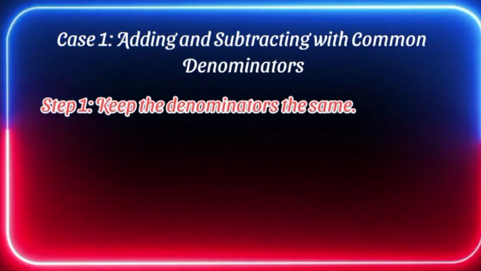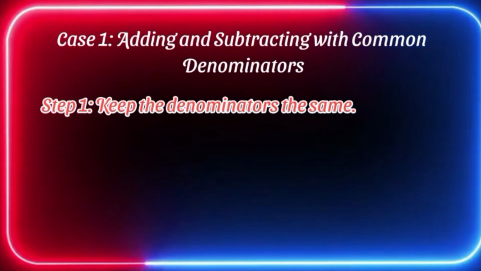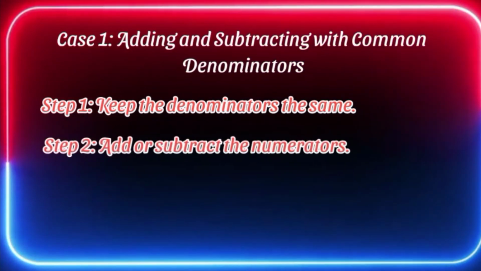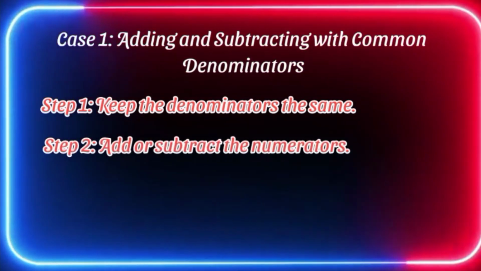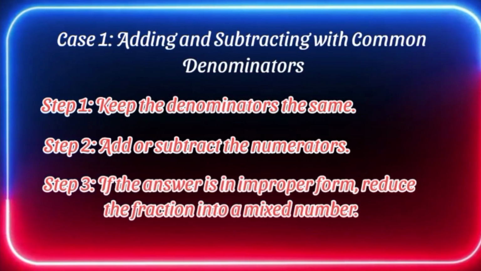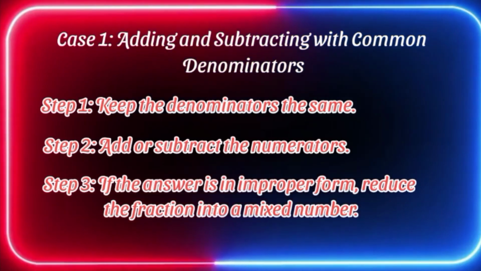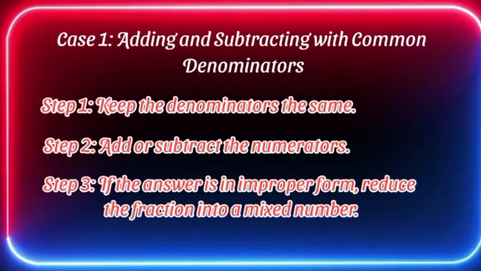Step 1. Keep the denominators the same. Step 2. Add or subtract the numerators. And step 3. If the answer is in improper form, reduce the fraction into a mixed number.